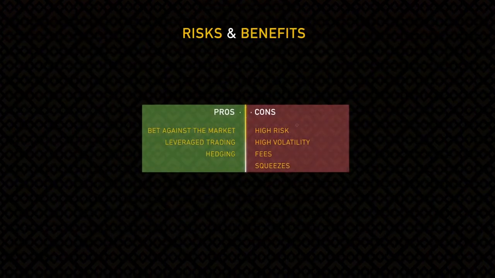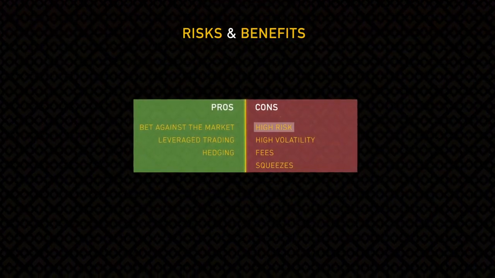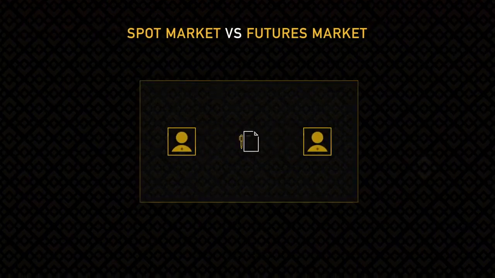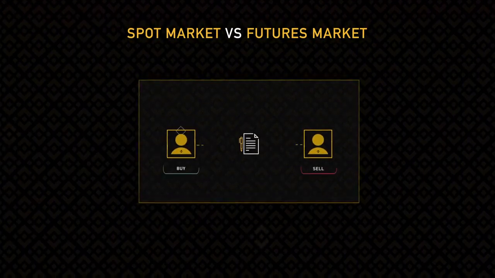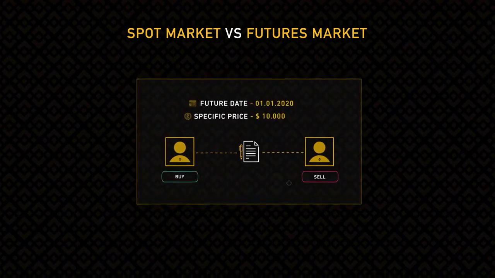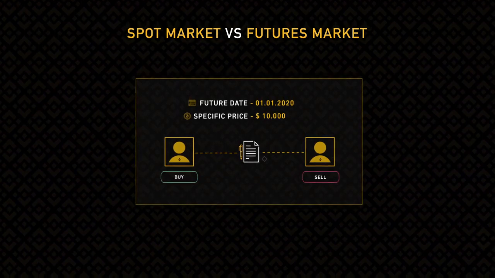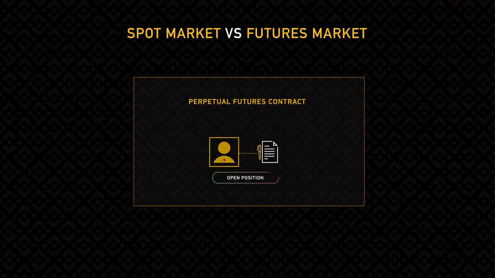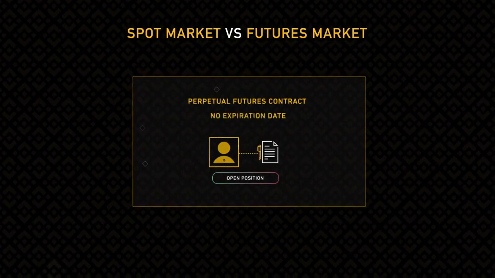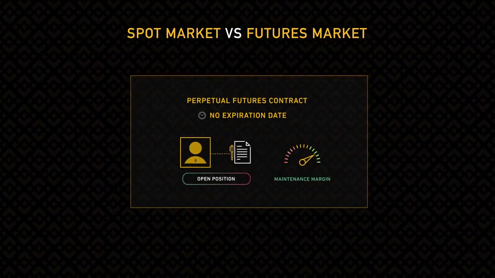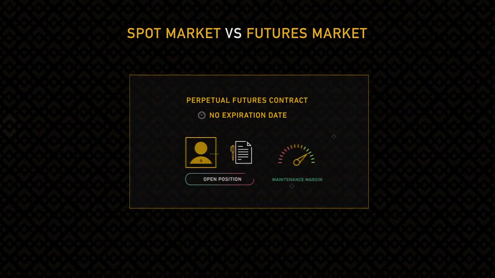Before we get into the trading part, it's very important to understand the risks and benefits that are involved with trading futures. The main difference between spot and futures market is that two counterparties will make a trade on the contract with settlement on a future date and specific price, meaning that prices on exchange are not settled instantly like in a traditional spot market. Binance uses a perpetual futures contract, which is a special type of contract that doesn't have an expiration date. So the position can be open for as long as you want, given the minimum requirements are met.